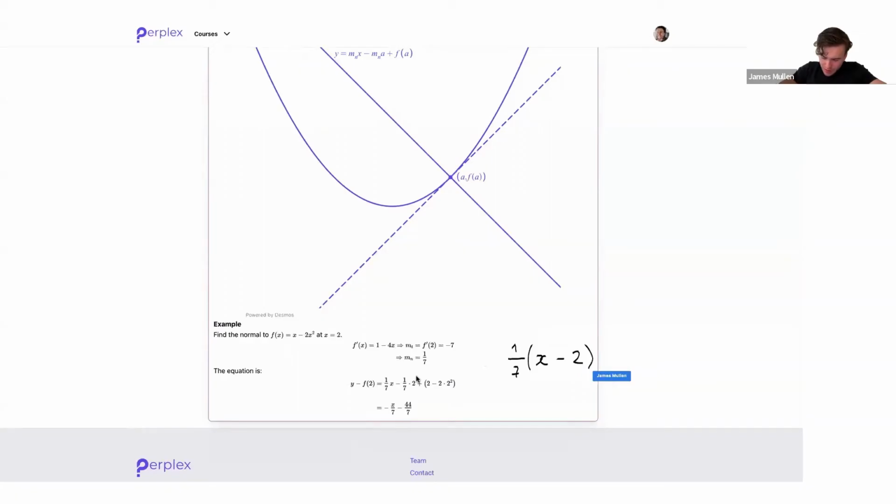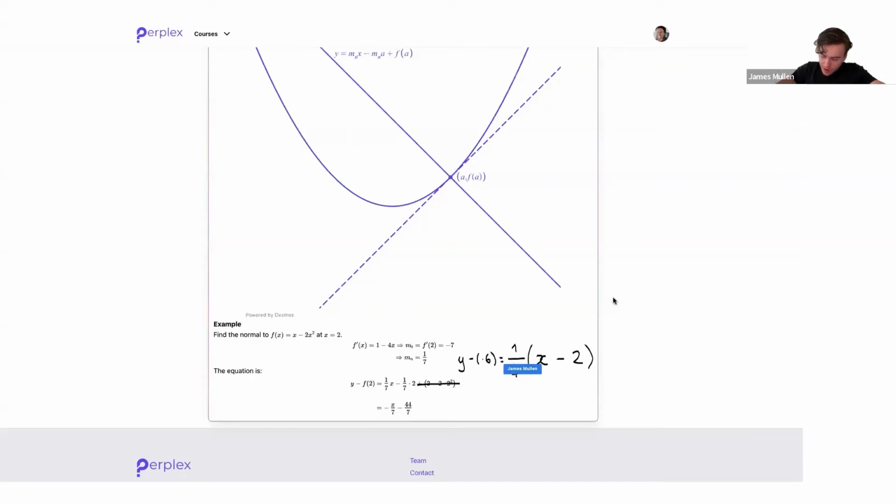And I don't know what all this mess is over here with the 2 minus 2 times 2 squared. What's that doing? That's not supposed to be there. That's already captured on the other side. So ignore that. That's a bit of a silly mistake. And I would get y minus f of 2 is just going to be, well, 2 minus 2 times 2 squared. That's 2 minus 8, which is negative 6.